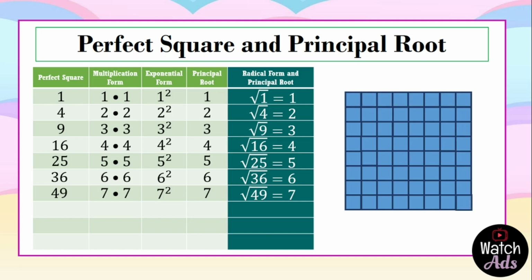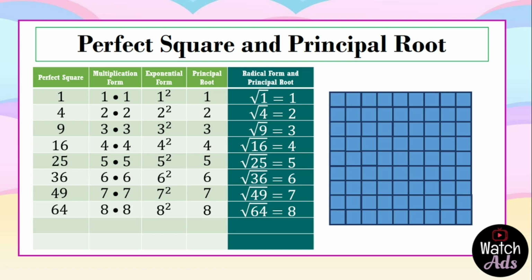If we count the number of squares, we have 64 squares because 64 is a perfect square. In multiplication form, we have 8 multiplied by 8, in exponential form, 8 squared. Principal root is 8. Now the radical form is the square root of 64 and its principal root is equal to 8.